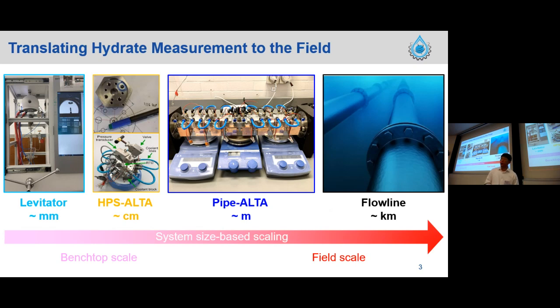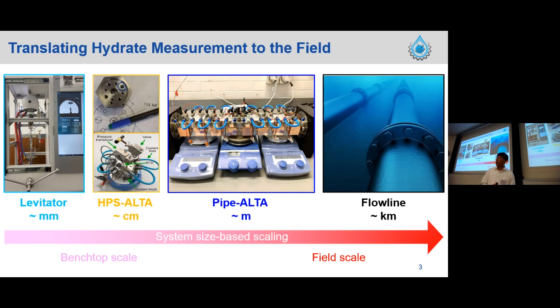UWA has produced a lot of meaningful data from the HPS alpha, which is in centimeter scale, as well as the LIB data, which is in millimeter scale. But to more accurately use that industrially relevant data for the full flowline, which will be in kilometer scale, we are trying to use a system-size-based scaling technique to scale those meaningful data from benchtop scale to field scale.